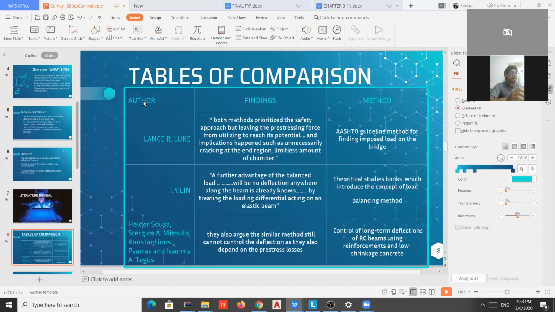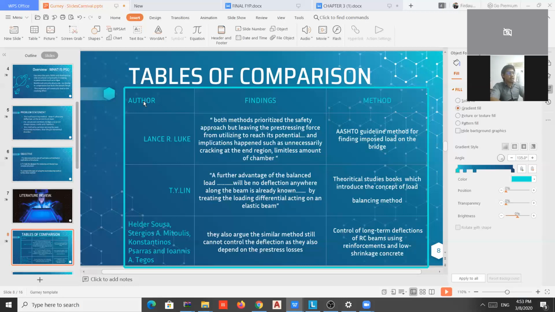And implications happen such as unnecessary cracking at the origin limits, among them the act of chamber. The second point, he said, is that if we use the stresses and strength concept, the chamber and cracking will happen unless we use the load balancing method, where we are able to avoid the deflection.